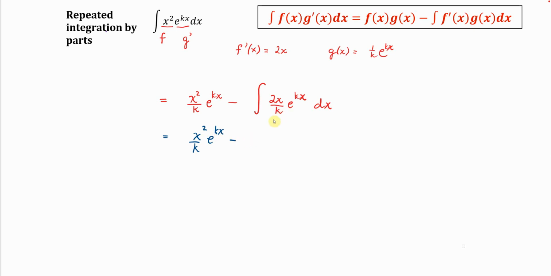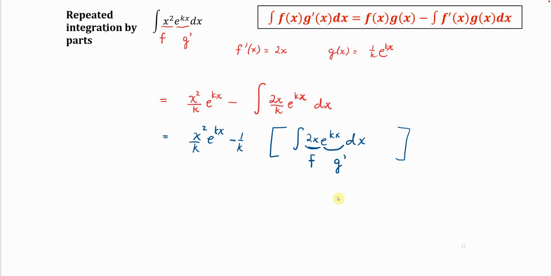This k is a constant, so I can just pull that out to the front. And then what I'm dealing with here in the big brackets is the antiderivative of 2x e to the kx dx. Okay. And I'm going to repeat this process. I'm still going to use 2x here as f, because when I take the derivative of 2x, the expression is going to get simpler, and e to the kx is going to be my g prime.